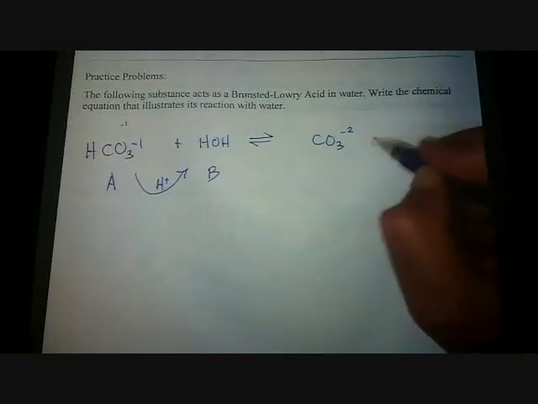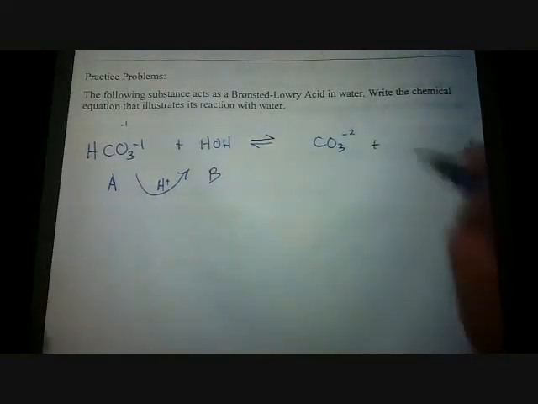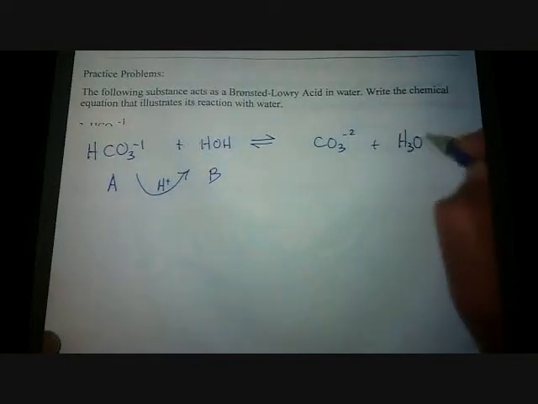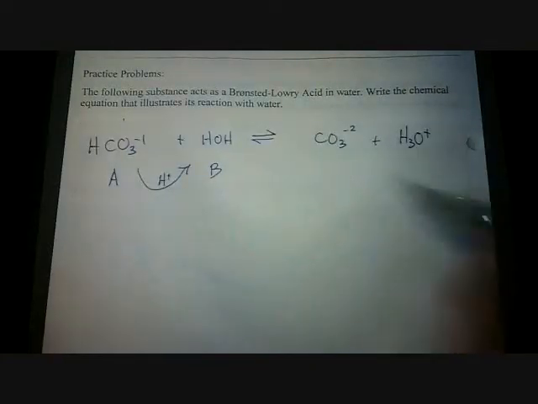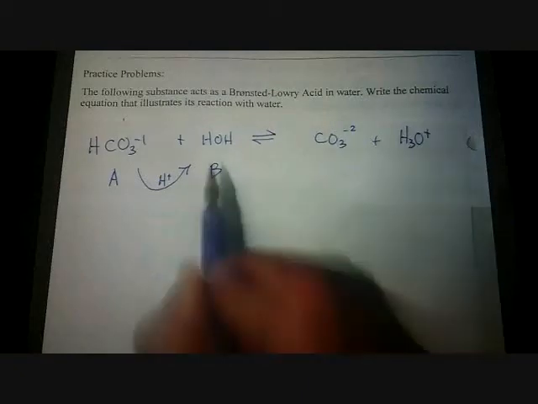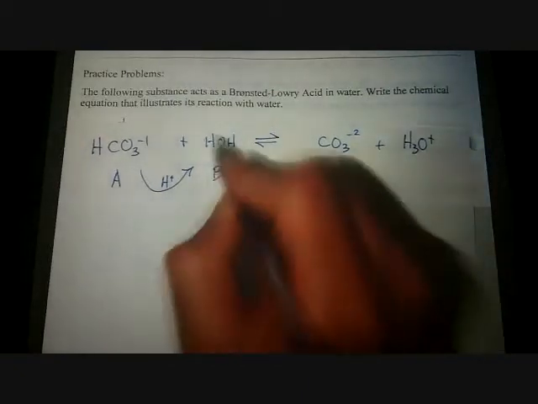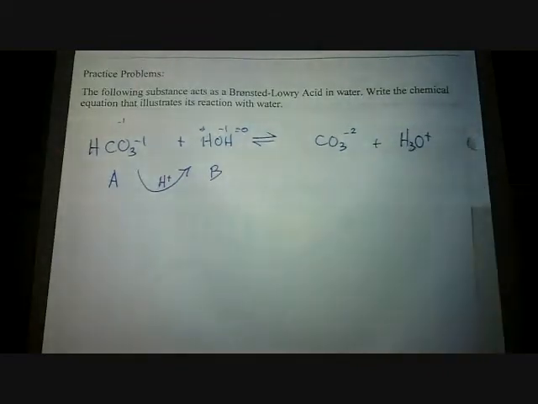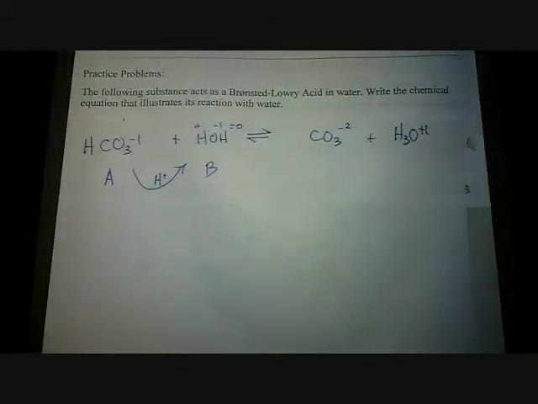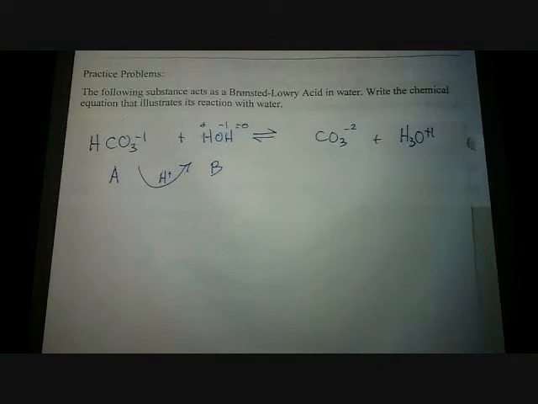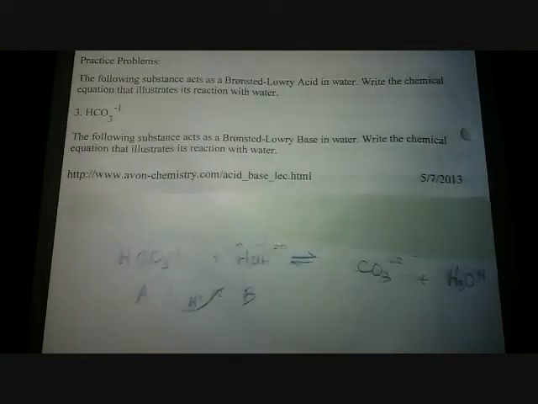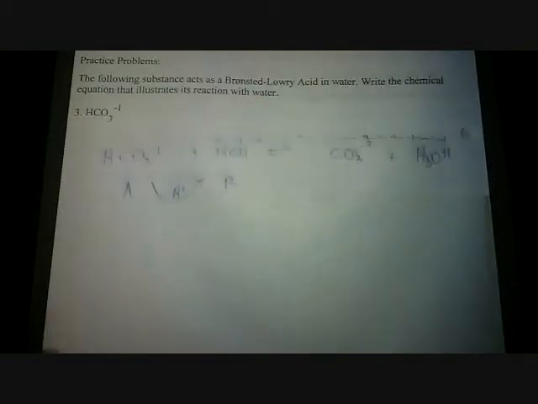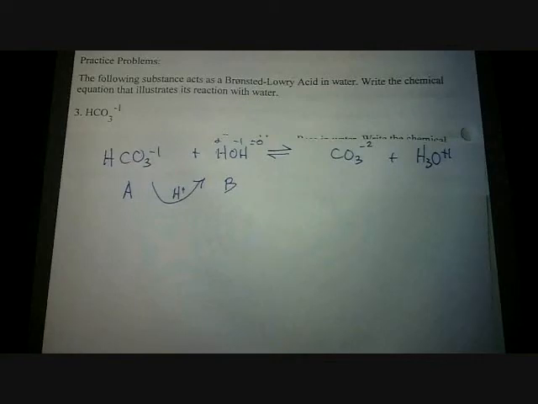And then what is my other product? H3O plus. Good. And don't forget the charges. Well, it's no charge here, remember. So you have your +1, -1, which equals 0. And then if we add that 1 hydrogen, it's a +1 charge. And then make sure that your charges add up to be the same on both sides. They don't have to equal 0, but they have to be the same.